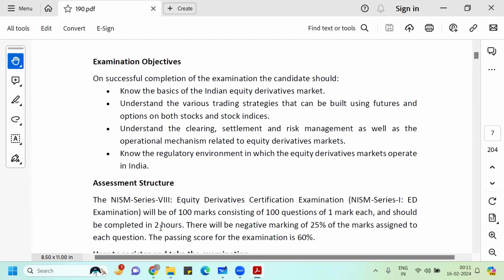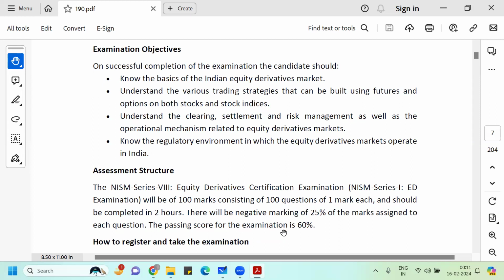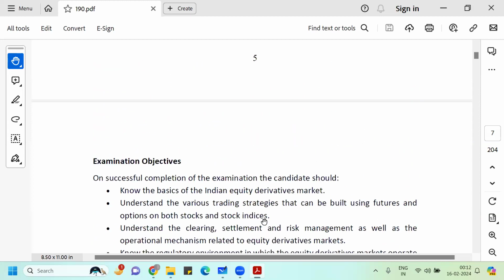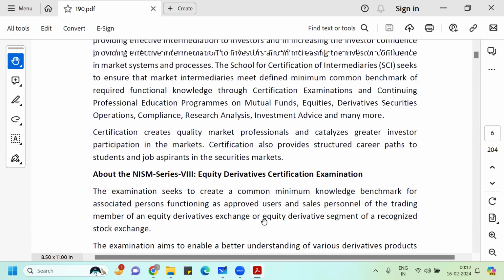Okay. So 4 wrong attempts will be equal to your 1 correct attempt. So 4R minus W, you can understand. And the passing score for the exam is 60%. Fine. I hope this much is clear with all of you.